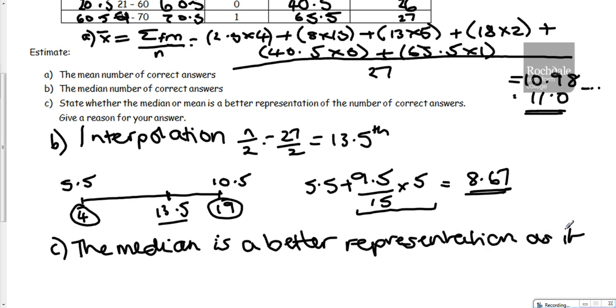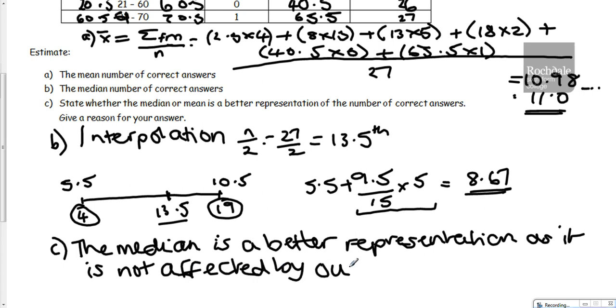as it is, can you remember that phrase from earlier that I said learn, not affected by outliers. And we have one outlier in this case, which is that really large value at the top. Again, it's a standard answer, so you need to try and make sure that you learn that. So it's a really, really good idea to go and look at exercise 2D now and make sure you practice lots of interpolation. It comes up every year.